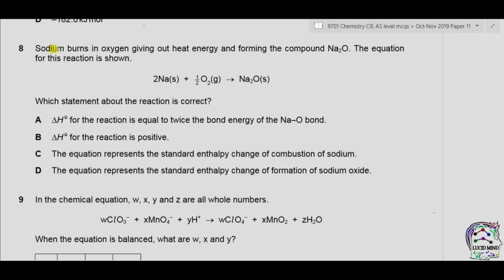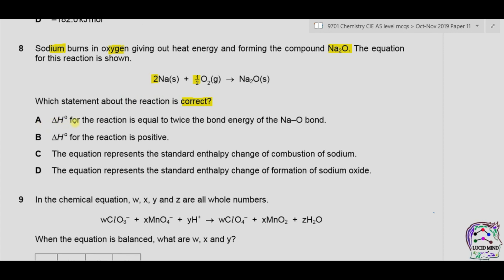Question number 8. Sodium burns in oxygen, giving out heat energy and forming the compound sodium oxide. The equation for this reaction is shown. 2 moles of sodium reacts with half moles of oxygen to form 1 mole of sodium oxide. Which statement about the reaction is correct?